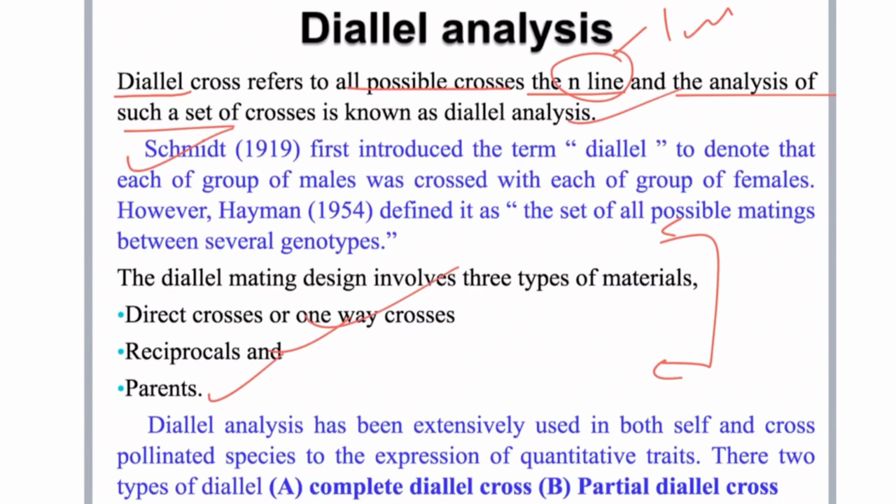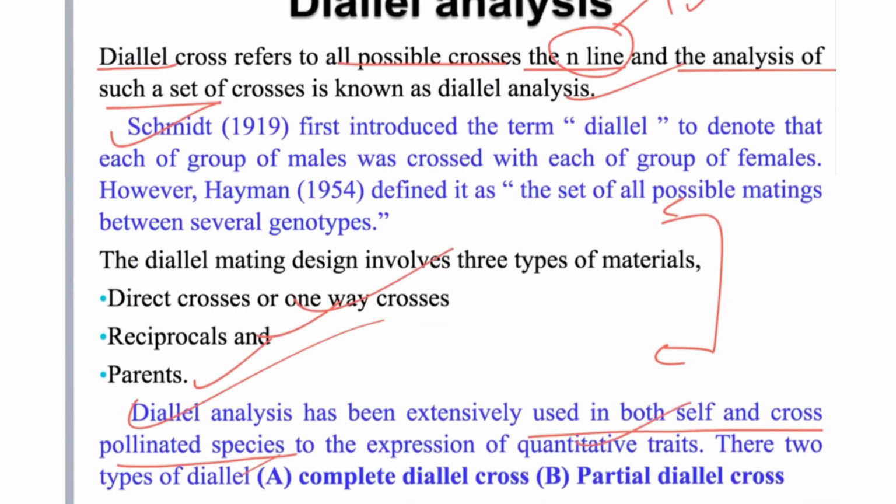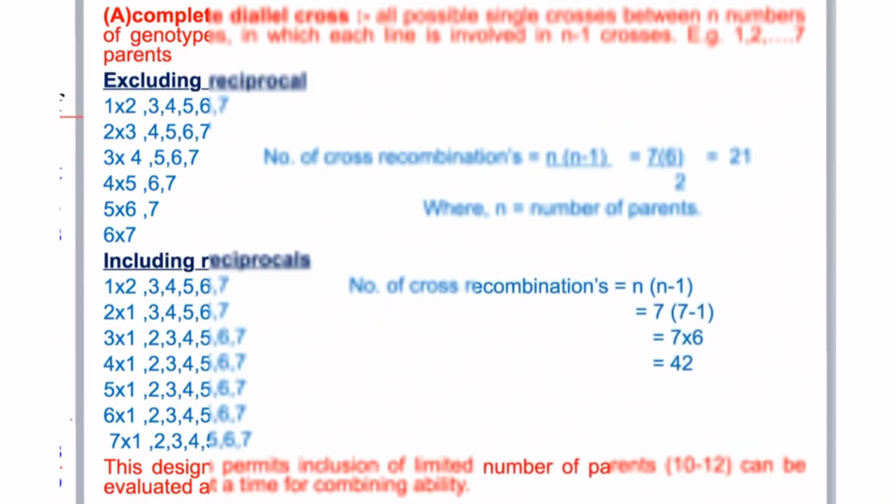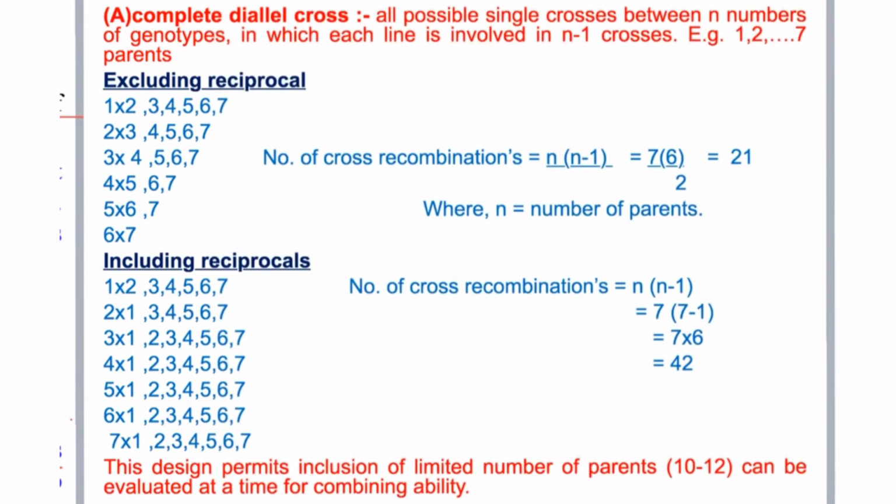Now diallel cross has been extensively used in both self and cross pollinated species for the expression of quantitative traits. Now let's talk about the types of diallel. There are two types of diallel cross: complete and partial. Complete includes the full and half diallel cross, with reciprocals and without reciprocals. Now let's talk about the complete diallel cross. It includes excluding reciprocals and including reciprocals.